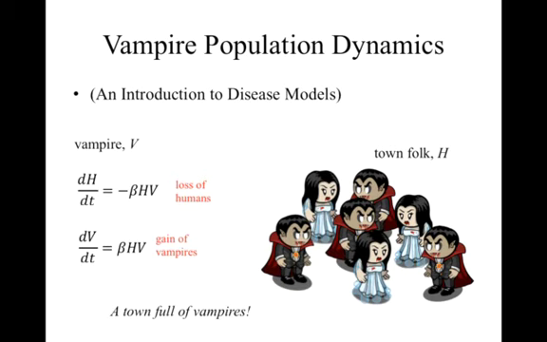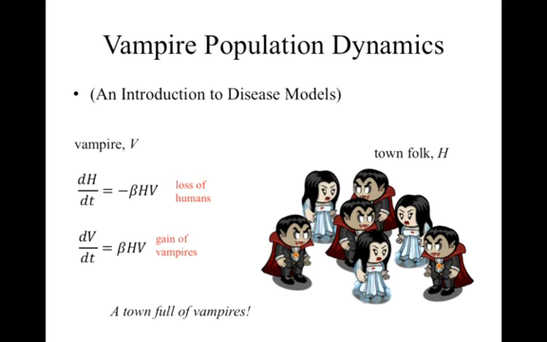The other equation describes the gain of vampires. And again, for every human I lose, I gain a vampire. So it's not surprising that the first equation matches the second equation except for the sign. I lose 1 human, I gain 1 vampire. I lose 10 humans, I gain 10 vampires.